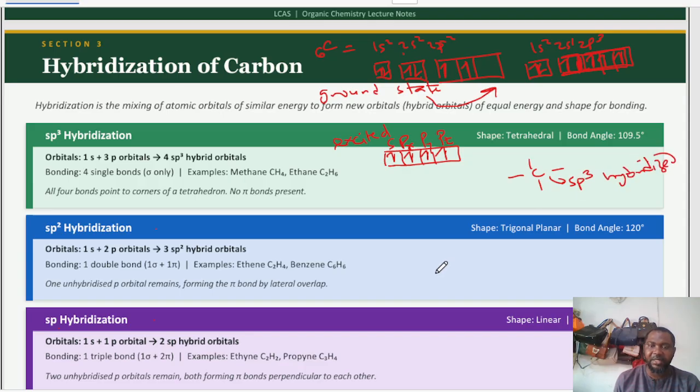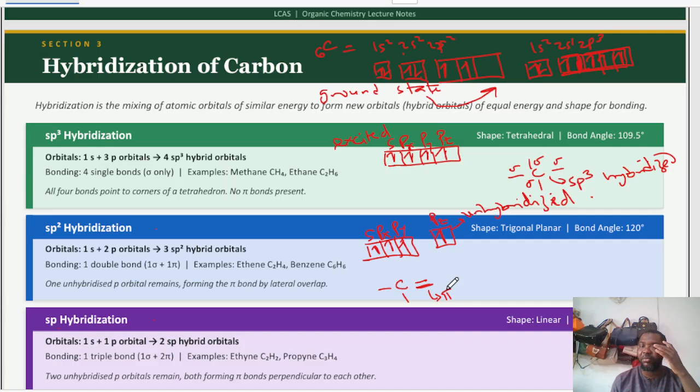Very important, sp3 hybridized. Now in the case of sp2, the s orbital combines with only two p orbitals. That means you have s, px, and py, and the pz remains unhybridized. I'm going to explain what this is. The way you know a carbon is sp2 hybridized is that it will have a double bond. This unhybridized orbital goes on to form a double bond, which is the kind of bond we call a pi bond. Every other bond is called a sigma bond. We are going to be looking at that later. But this forms a pi bond. So a double bond means that the carbon is sp2 hybridized.